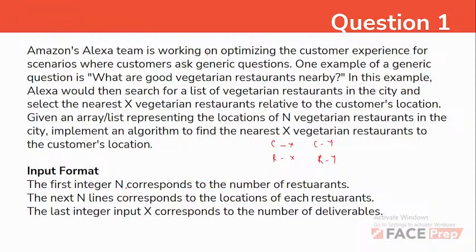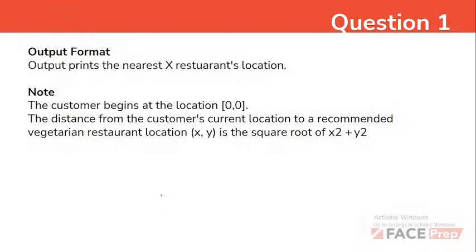In the input format, the first integer n corresponds to the number of restaurants. Say for example 5 restaurants or 10 restaurants are there in the city; that number is the first input. The next n lines correspond to the location of each restaurant, and the last integer input x represents the number of deliverables. That is, I need to find the x vegetarian restaurants having the shortest distance. From the shortest distances, I'll sort and get the first 4 vegetarian restaurants. In the output, I should print the nearest x restaurants' locations.